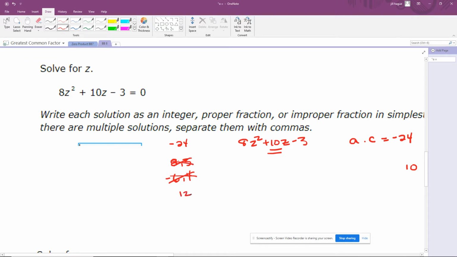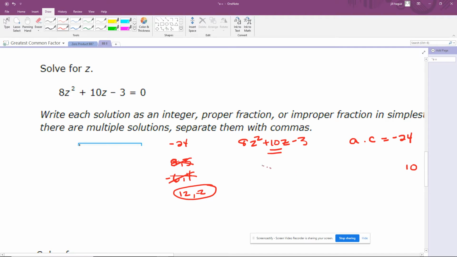But don't forget about 12 and 2, right? And we know 12 times 2 is 24. We know 12 minus 2 is 10. So we need the 12 to be positive, and we'll make the 2 negative. So there's my puzzle, right? 12 times negative 2 is negative 24, and 12 plus negative 2, or 12 minus 2, is 10.